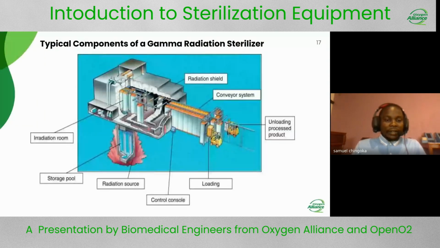So the diagram just shows us these typical components of a gamma radiation sterilizer as we have looked closely into them. Here we have the radiation source, mostly where we have the cobalt 60, which is our source. We have the radiation room, which is our chamber, where the products are passed, and we have this shield, which protects the operators and the environment at large, because we know gamma rays are harmful to humans. We have these conveyor systems where our products are transported and offloaded.